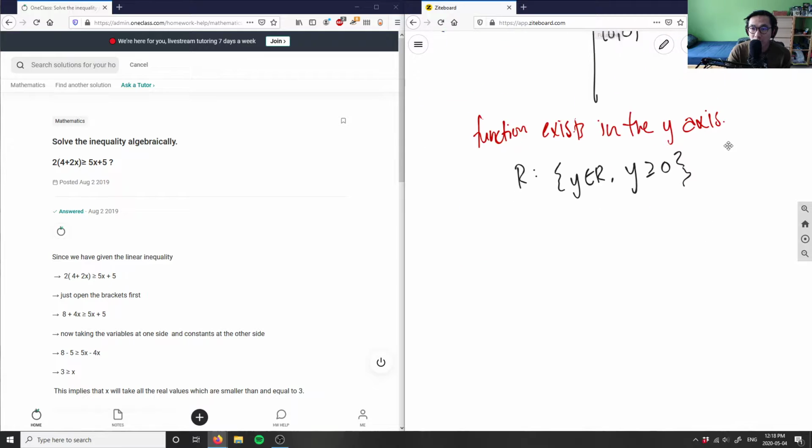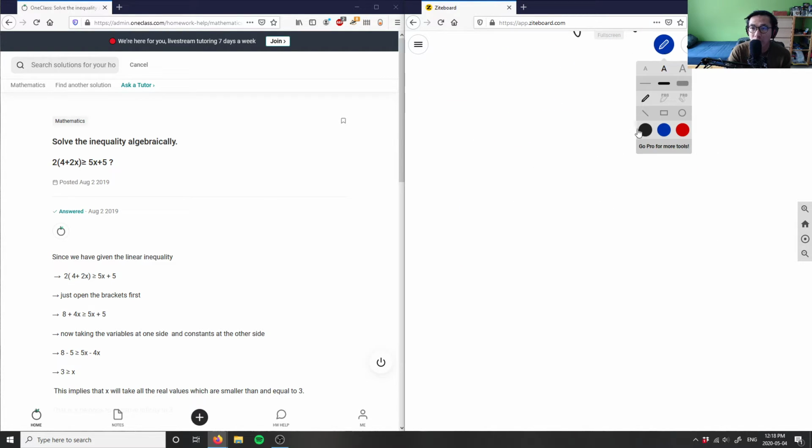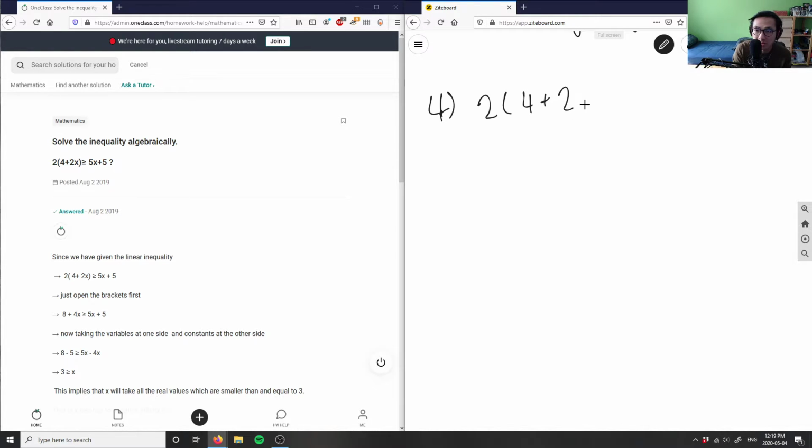Look at number 4 here. It says solve the inequality algebraically. I'm going to write this down, and you can take a few moments to figure out this problem. So solve this inequality algebraically: 2 times (4 plus 2x) is greater or equal to 5x plus 5. I'll give you a moment to think about this problem, and then we'll take it up in a sec.